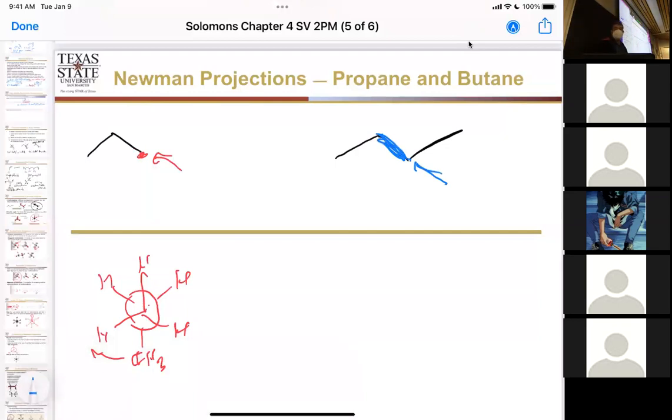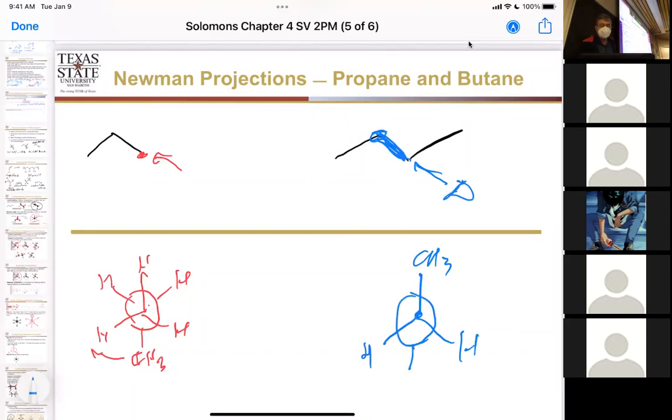Okay, so we're going to start with that same thing. We're going to draw a dot for the middle, and the methyl group looks up to me if we're looking from this direction here. And then we're going to have a CH3 up here, a hydrogen here, and a hydrogen here. And now we have to draw our back carbon, which is the circle. And it looks like it's going down from this perspective here. So I'm going to draw it down. CH3, H, and H.